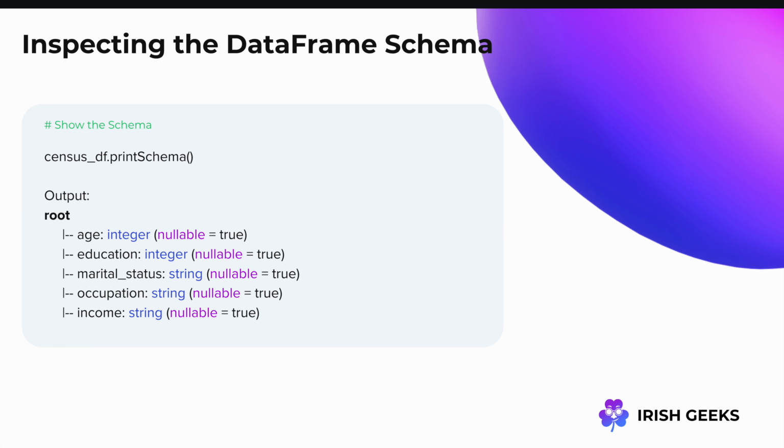Inspecting the data frame schema. To see the structure of your data frame, including column names and their data types, use the .printSchema method. You can see on the screen the output of .printSchema for the census data frame.